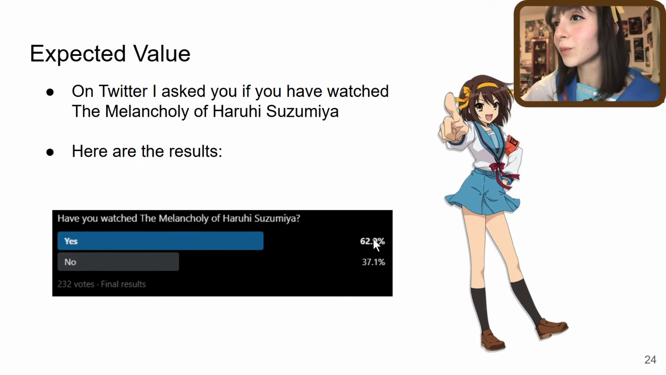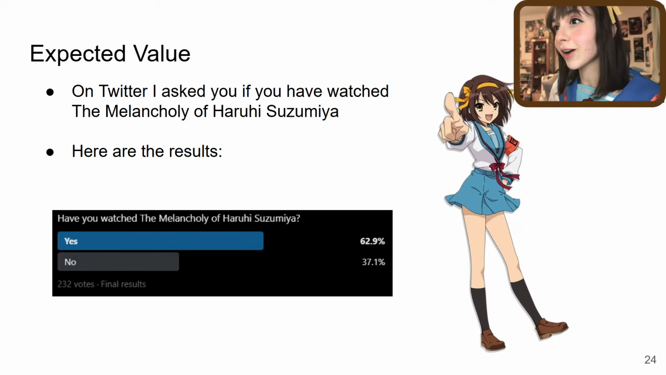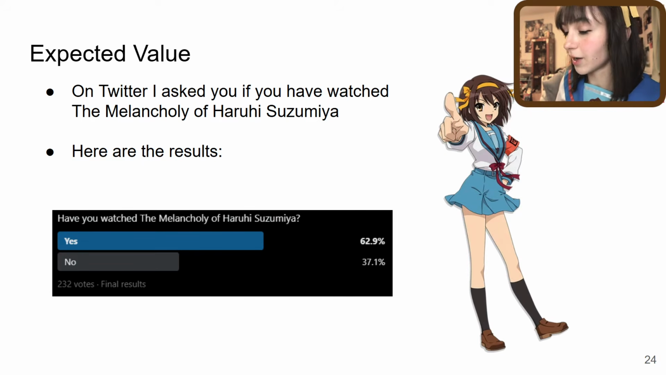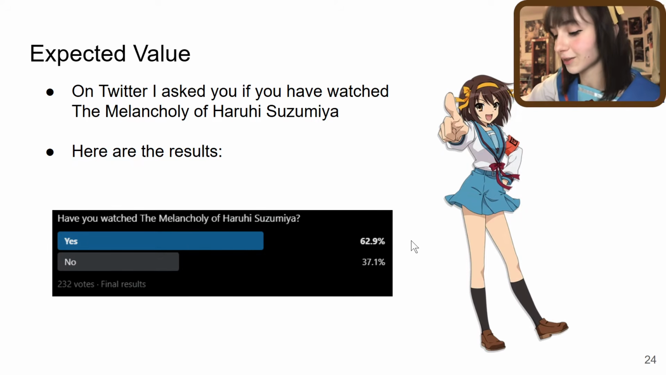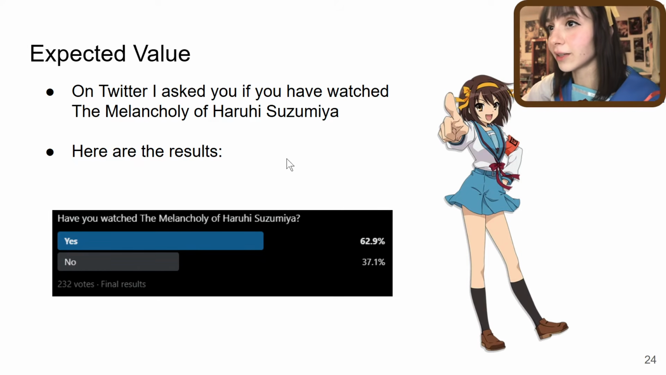Obviously, this probability would depend greatly on what population you're taking. If you take the population of, let's say, North America, it would probably be somewhere around 1% who have watched Haruhi. But if you take somewhere like Japan, maybe it's upwards of 10, 20% or so. But since a lot of my followers on Twitter like Haruhi, we have 62.9%. So we're going to assume this is the probability for someone in my followers, representative of whether people in my following have watched Haruhi or not.